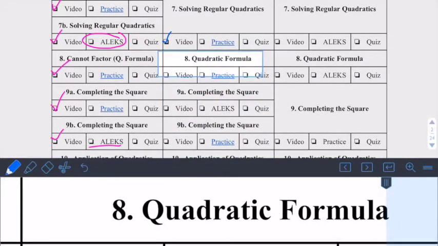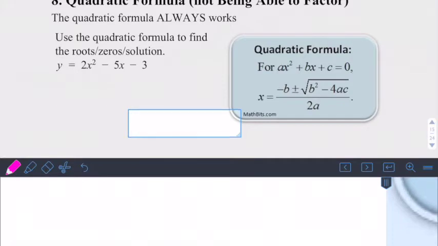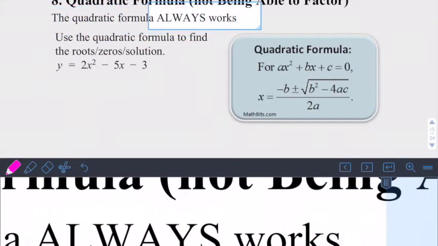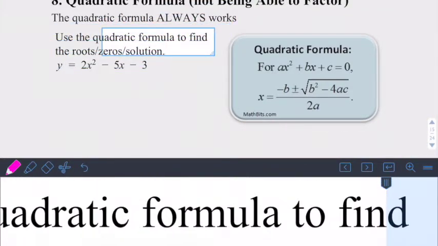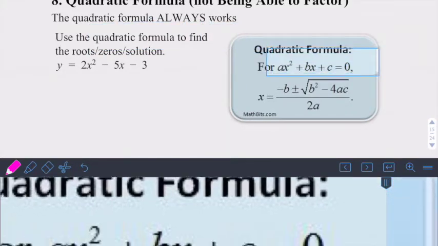This is lesson 8, quadratic formula. So remember when things don't factor? Well, the quadratic formula always works. So we're going to use the quadratic formula to find the roots, zeros, solutions, x-intercepts, all that stuff. So here's the quadratic formula.